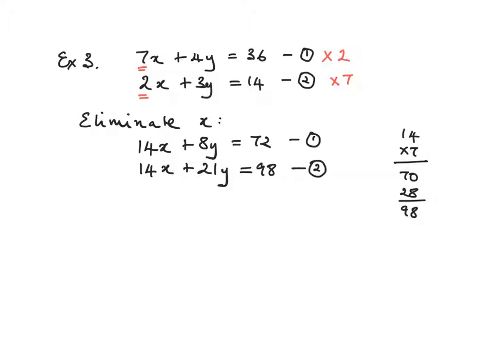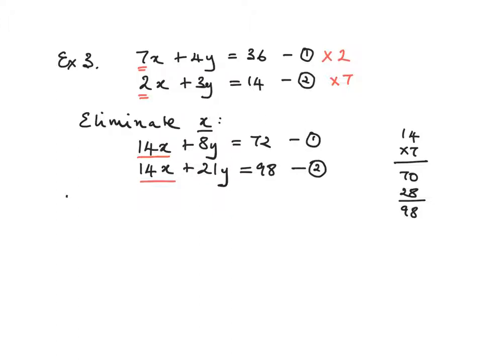Now, you can see that we've got a 14x here and a 14x here. Unlike the two previous examples, these are both plus 14x. So there's no point in us adding the two equations together. That would give us 14 plus 14, which is 28. We're supposed to be eliminating x, remember? So what I'm going to do then is to subtract.